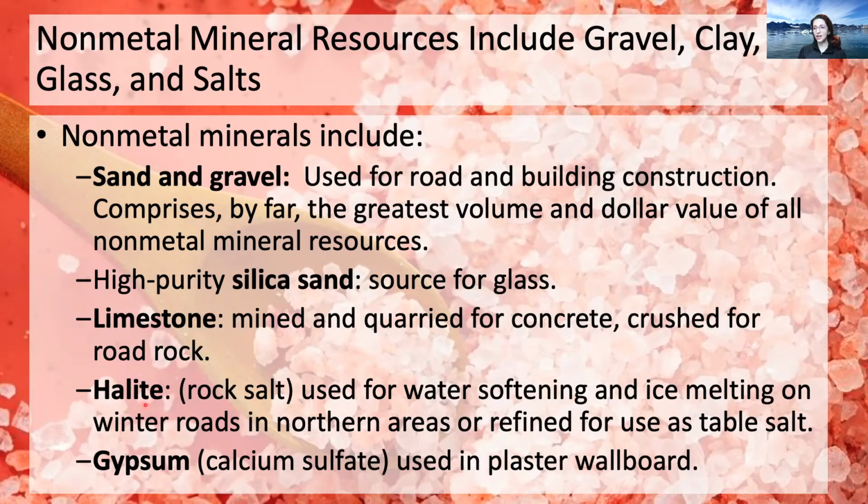And that, along with gypsum, which is a similar type of mineral to halite in that it is chemically precipitated. It is the product of evaporation. Gypsum is used in plaster wallboard. And so these materials are retrieved from surface pit mines and quarries where they can be deposited by glaciers or winds or even ancient oceans.